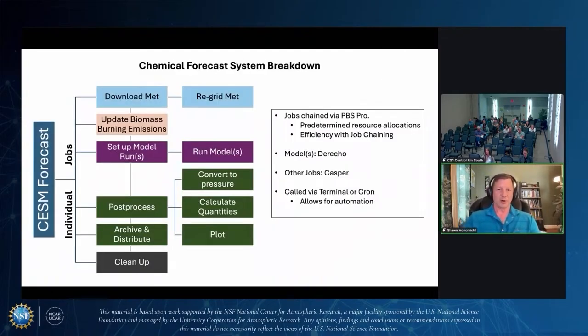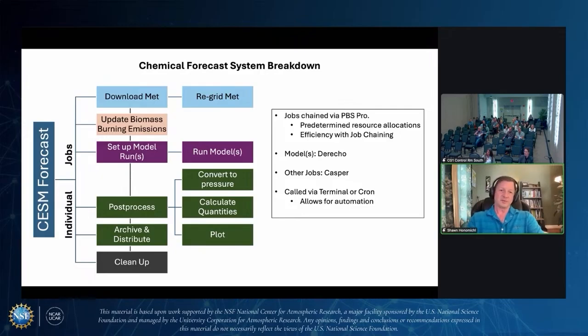And this is just a breakdown of the system and how it runs. The way we have this set up to run is a bunch of different tasks chained together using PBS Pro. This way we can predetermine the resources that are utilized for each task, and we get the added benefit of efficiency with being able to chain the jobs so that as soon as one task is done, it automatically starts the next task or tasks. And the model, of course, is run on Derecho, and then everything else is run on Casper.